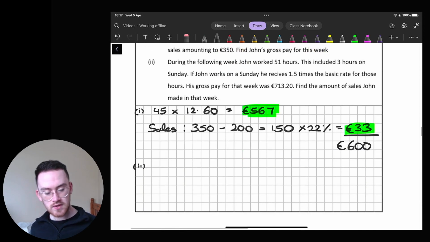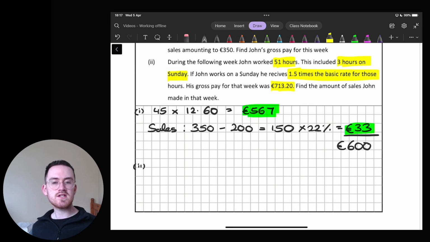Now for part 2, during the following week he worked 51 hours, included 3 hours on a Sunday. He receives 1.5 times the basic rate, so time and a half. His gross pay was $713.20. Find the amount of sales that he makes. So what we have to consider is that his gross pay is made up of, as we saw in the first part, his general hours, his wages in terms of his hours, plus any commission that he makes on sales. Now we can't work out exactly what the commission is on the sales if we don't know what the sales are, but we can work out the amount that he made in terms of hours.